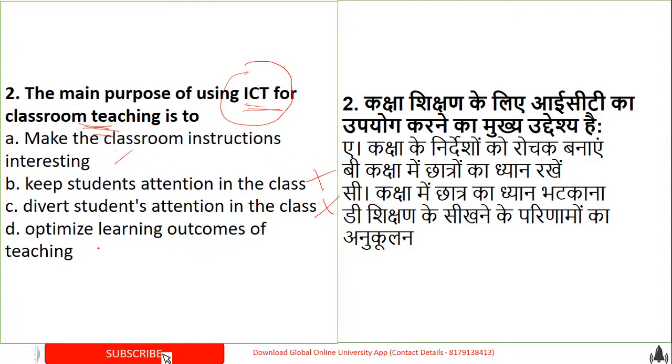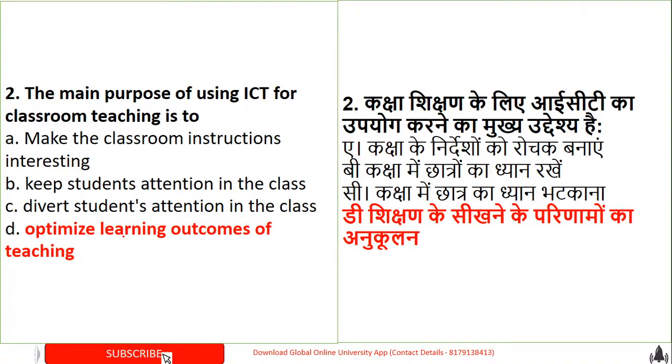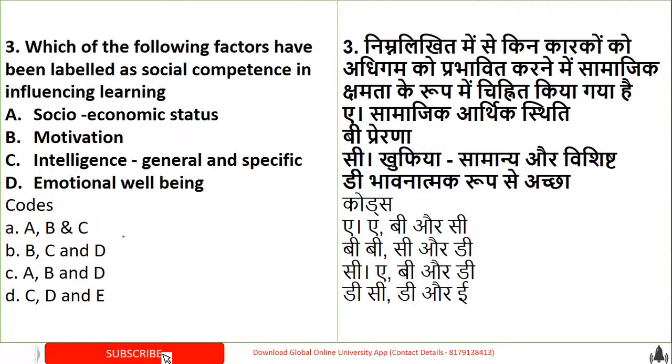Optimizing learning outcomes out of teaching, yes, that is, ensuring that your learning outcomes are clearly understood by the students, and it is clearly working in the same way which you want as a teacher. So that is the main purpose of using information technology in the classroom teaching. Is it clear? Yes. So the right answer is your option number D. Is it clear? Next, let's go for our question number 3.